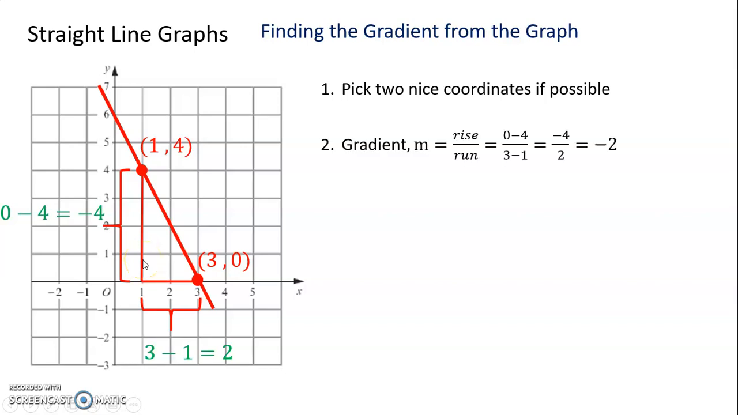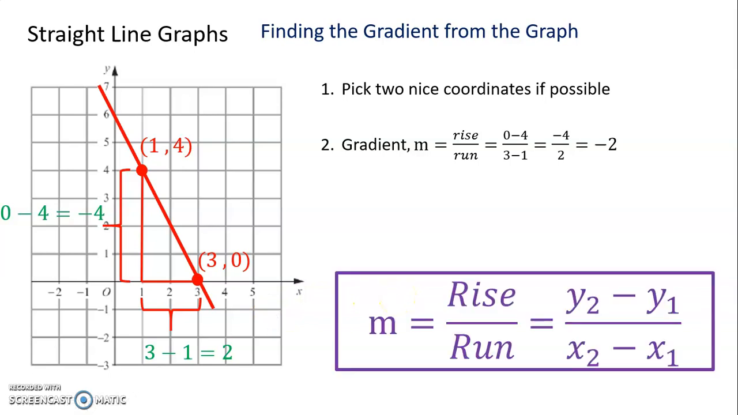So my gradient, my rise over my run, is going to be negative 4 over 2, negative 4 divided by 2, which is negative 2. If you don't end up with a negative answer for your gradient and it is sloping this way, you know something's gone wrong with your calculation. So this is what we need to know here. The gradient m is the rise over the run, and that is the difference in the two y coordinates over the difference in the two x coordinates, remembering that you have to be careful when you've got any negative coordinates.